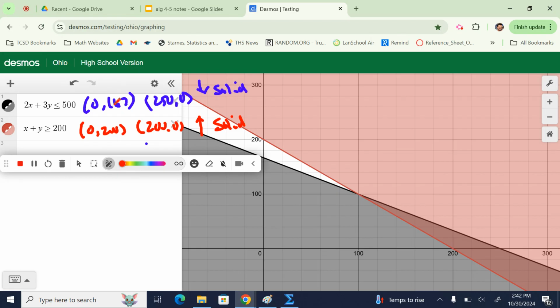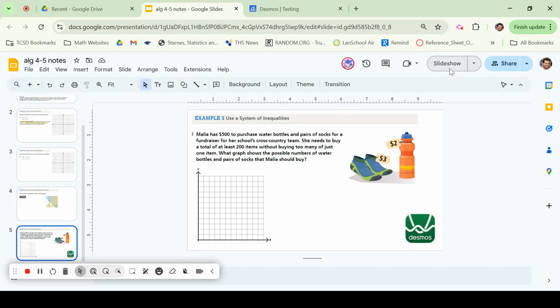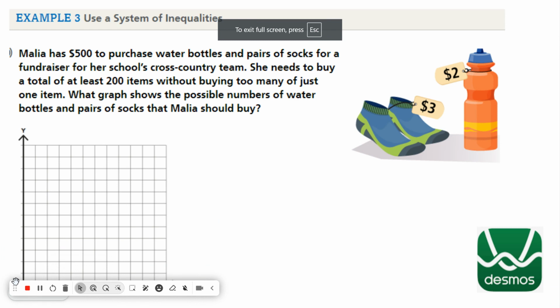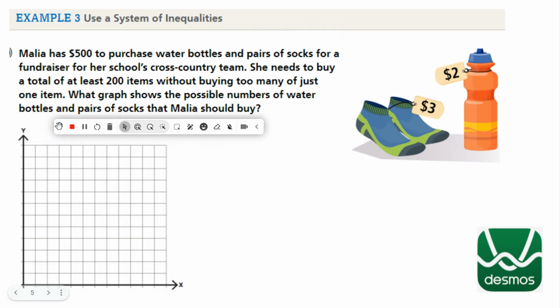Okay. All right, so let's go back to here. Let's open this up big. All right, so if I take a look at this problem, I'm letting X be water bottles. So remember, I think it's good to label. So X is your water bottles, and then Y is your socks.